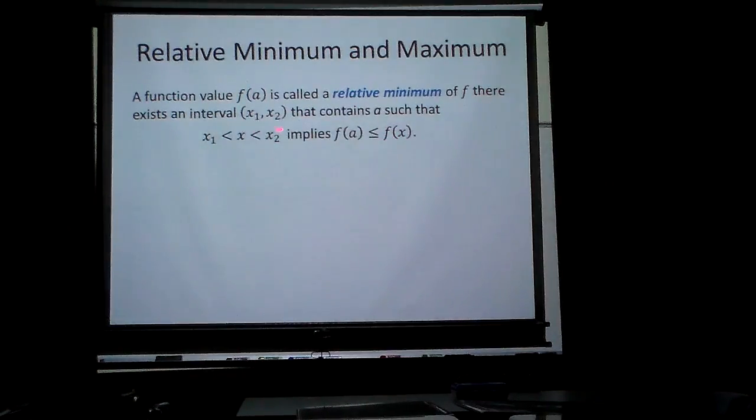In other words, the highest point between point 1 and point 2 is where x is. That's what it's saying. All the other values under what I put in here for x are smaller than that one point right there. That's a relative minimum.